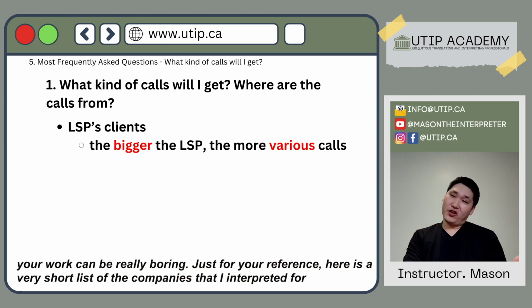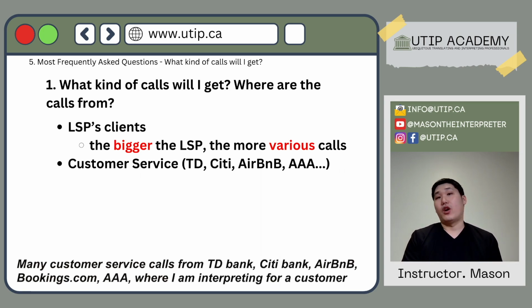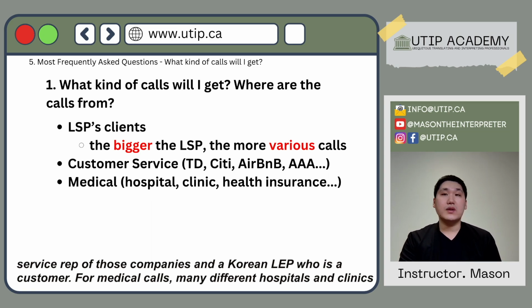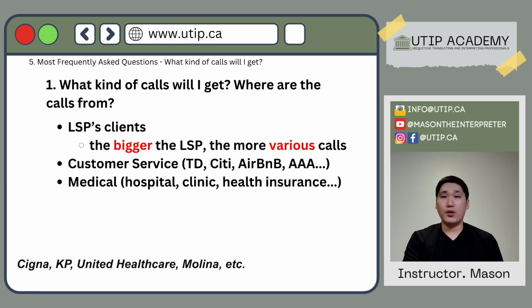Just for your reference, here is a very short list of the companies that I interpreted for, working at different LSPs. Many customer service calls from TD Bank, Citibank, Airbnb, Bookings.com, AAA, where I am interpreting for a customer service rep of those companies and a Korean LEP who is a customer. For medical calls, many different hospitals and clinics all over the US and Canada, some in the UK, many health insurance companies like Anthem Blue Cross, Blue Shield, Cigna, KP, the Kaiser Permanente, United Healthcare, Molina, etc.